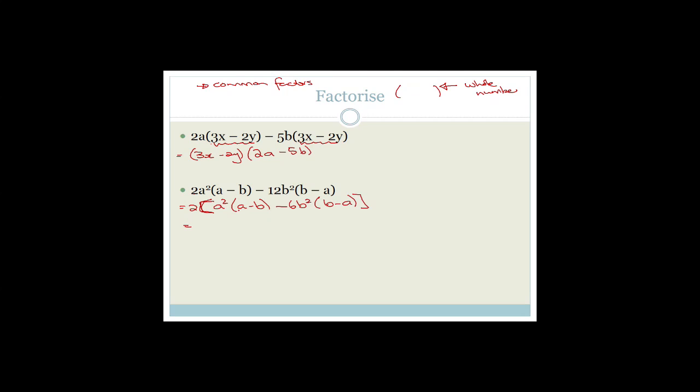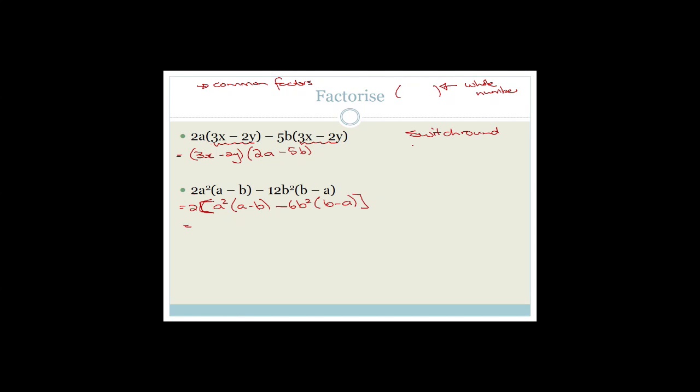Now, let's have a look at these brackets here. This is a minus b and b minus a. Do you agree that they're exactly the same, except that they're the wrong way around? This one's a minus b, and this is b minus a. And that is called a switch round.